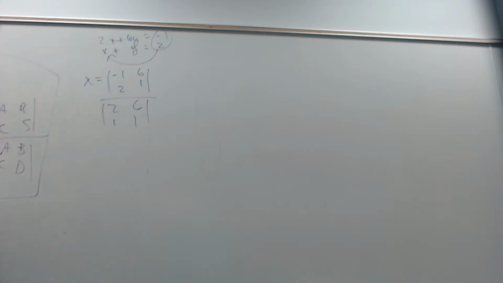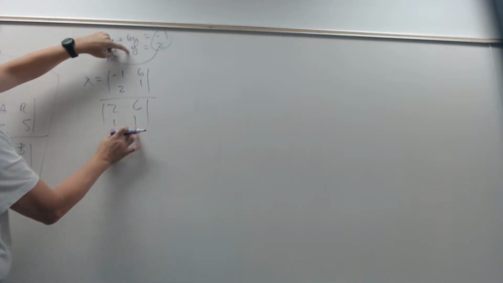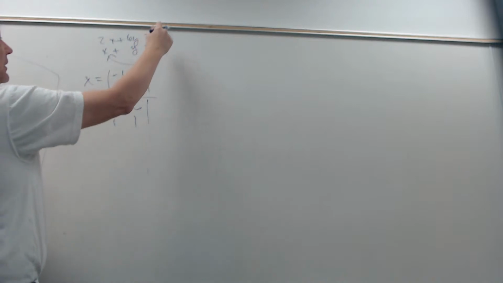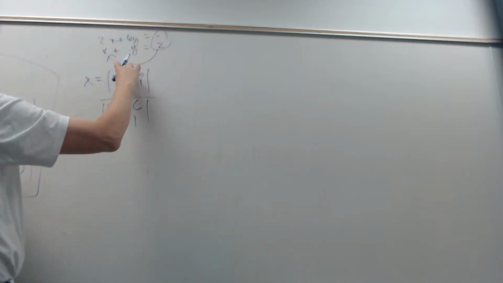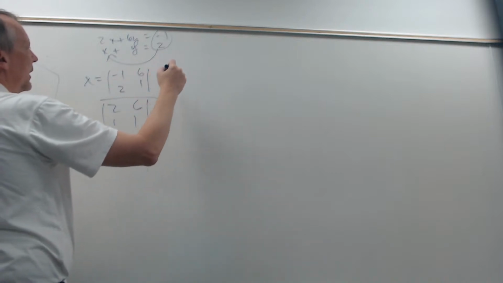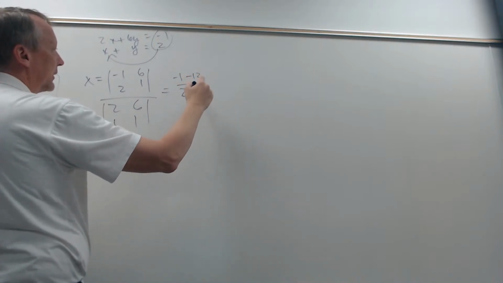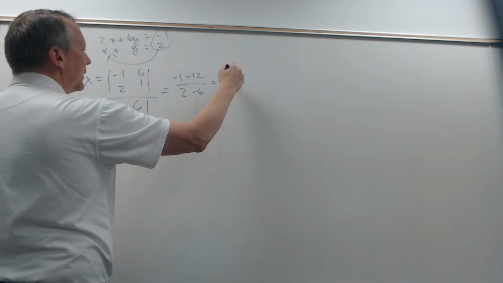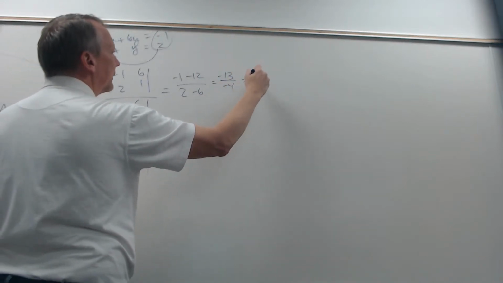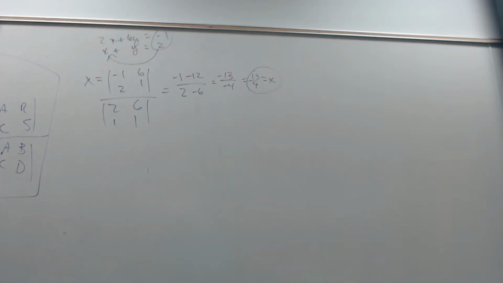Divided by. Can you explain how you got those two matrices? So these are just the coefficients of this side, 2, 6, 1, 1. This one, I'm going to substitute this for the x column. So -1, 2, and then 6 and 1. Okay? Now, these are easy to find the determinant, right? So the determinant on the top is -1 minus 12 over 2 minus 6, which equals -13 over -4, or 13 fourths equals x. Okay? I can do the same thing for the y.